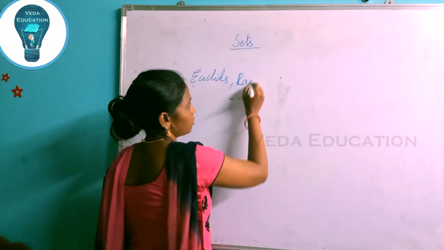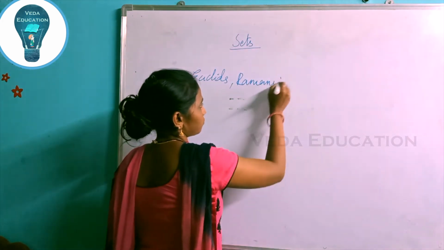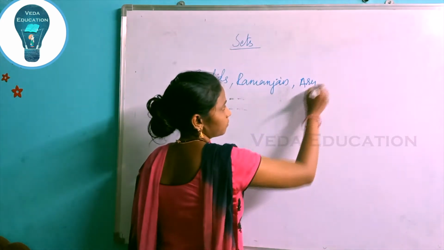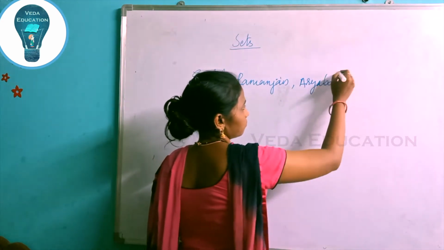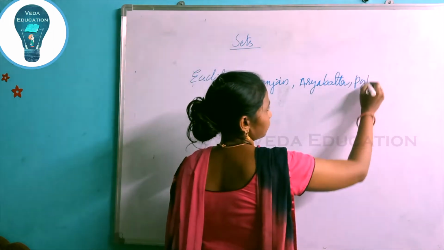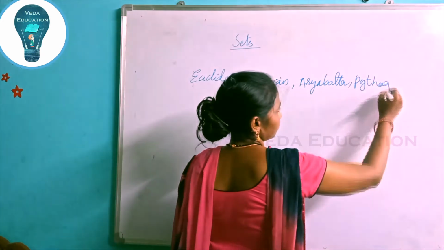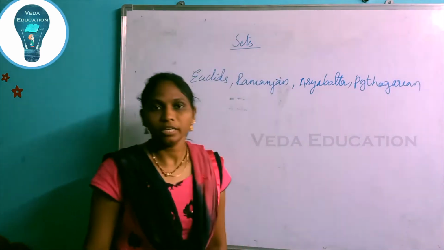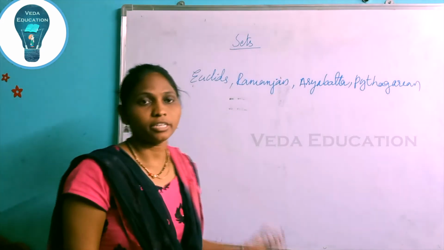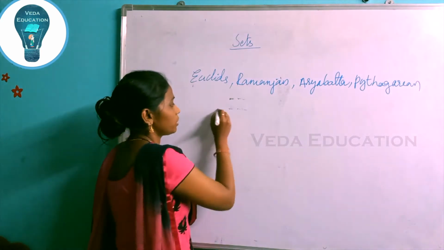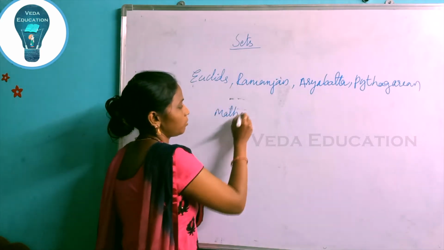Euclid and Ramanujan and Aryabhatta and Pythagoras. By reading these names, what do you understand? These names are famous mathematicians. How can you say that these names are mathematicians?